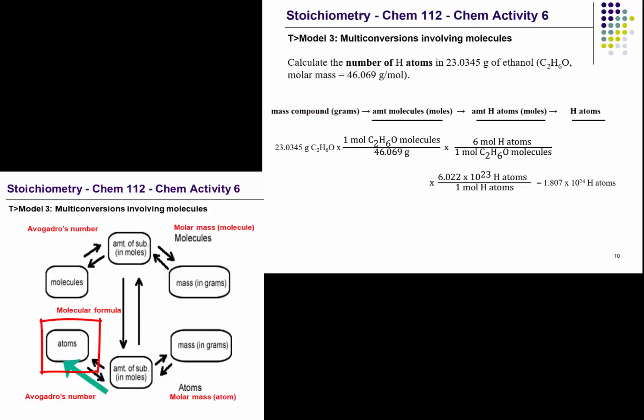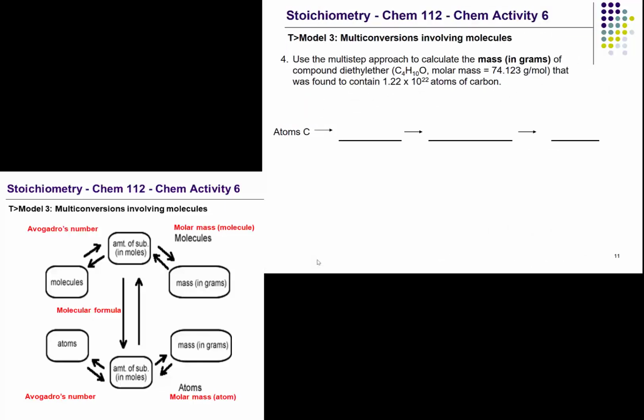So you can see that this is also reflected in our unit plan. Mass of compound in grams, the amount of molecules in moles, the amount of H atoms in moles, the H atoms. And then again, this is reflected in our actual calculation. The mass of the ethanol, use the next conversion factor to calculate the amount of our ethanol in moles, then use our molecular formula to convert to the moles of H atoms, and then finally the number of H atoms using Avogadro's number. Let's look at the key questions 4 and 5.